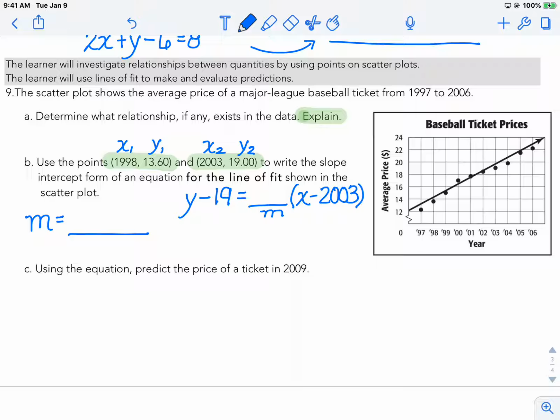Then move that around. In part C then, you're going to need to use the equation you found in B, predict the price of a ticket in 2009. So we have to figure out what to do with that 2009. In all of our ordered pairs, or at least the year, was always the x. So you're going to want to take your final equation from part B and use it with an x of 2009. You're going to want to find the y value because the y value is going to be that ticket price that you're estimating.